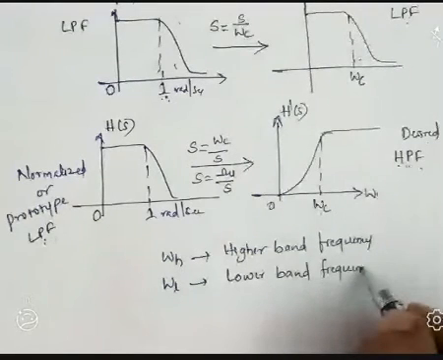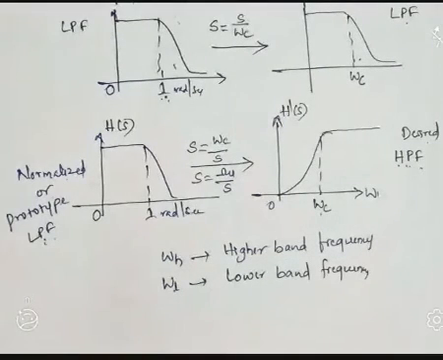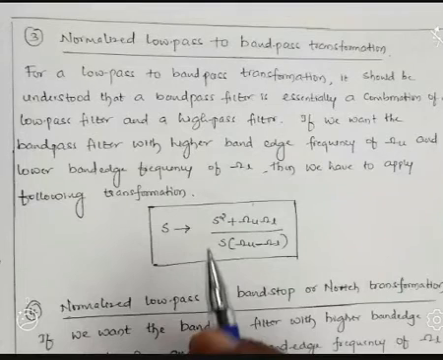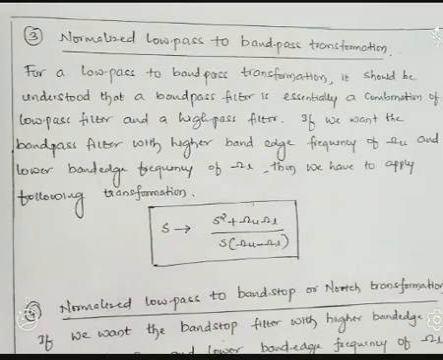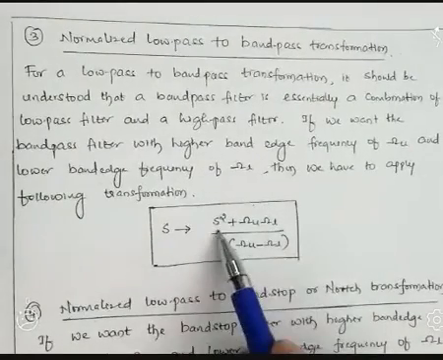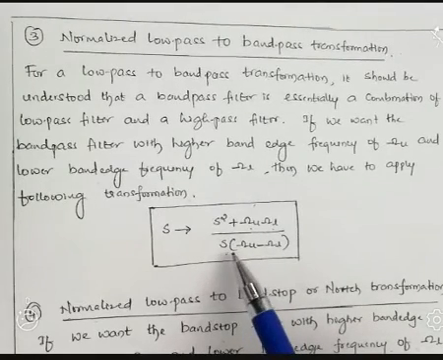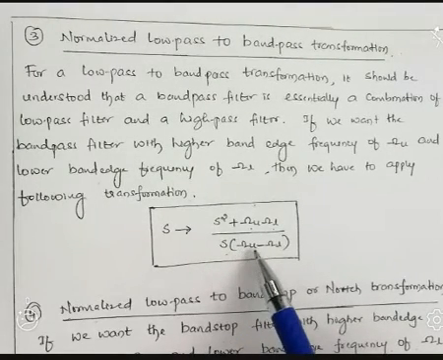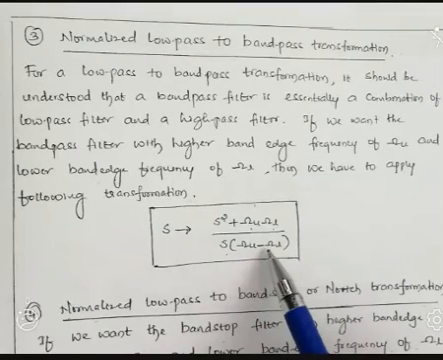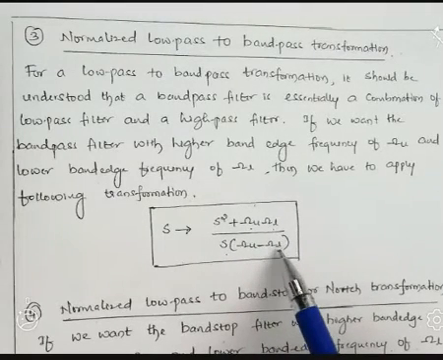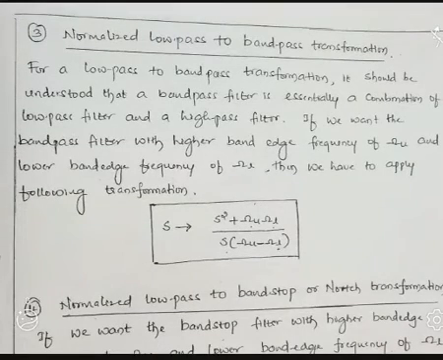Okay, let us see this with the help of a diagram. Before that, what are we doing? S is replaced by s square plus omega u omega l divided by s multiplied by higher band frequency minus lower band frequency, that is omega u minus omega l. Okay, let us see the diagram.